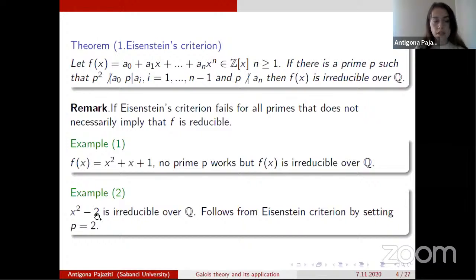Another example where we can say that x squared minus 2 is irreducible over Q by using Eisenstein's criterion is if we set p equal to 2. Then 2 squared, which is 4, doesn't divide 2, and 2 doesn't divide 1. So we can immediately say that this polynomial is irreducible over the field of rationals.